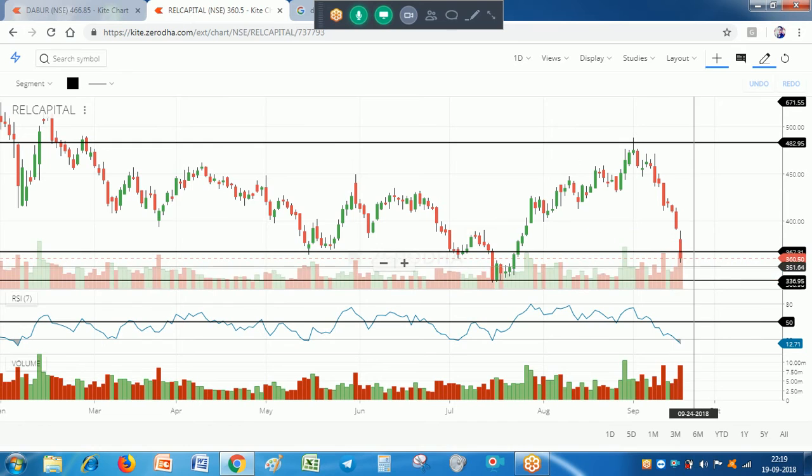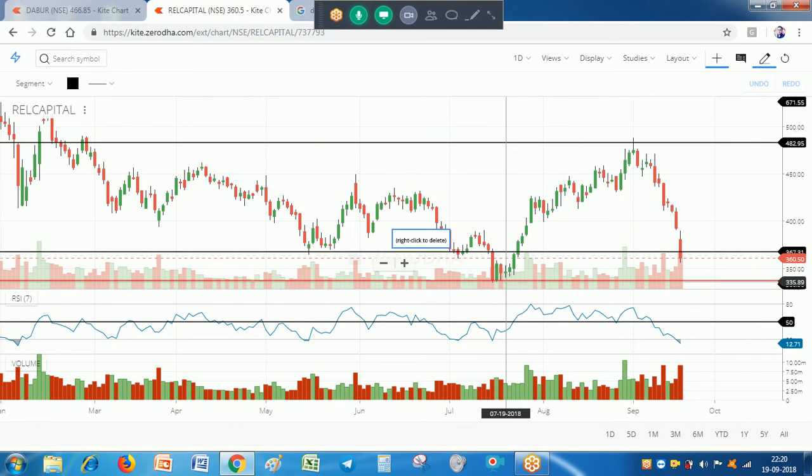After that there is a sure reversal, friends, because see, there is a double bottom. This is also one of the patterns. So there is a double bottom pattern. From this double bottom, it will give a big movement upside. So keep a watch on this stock.